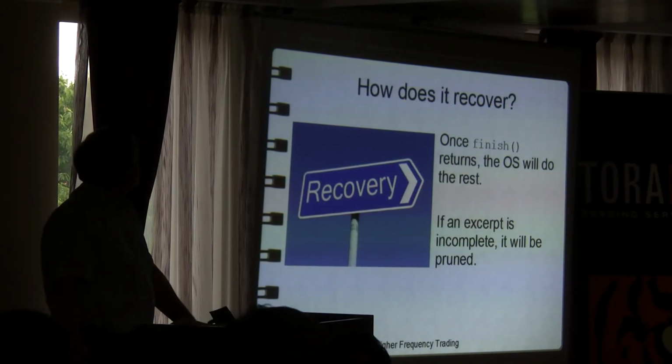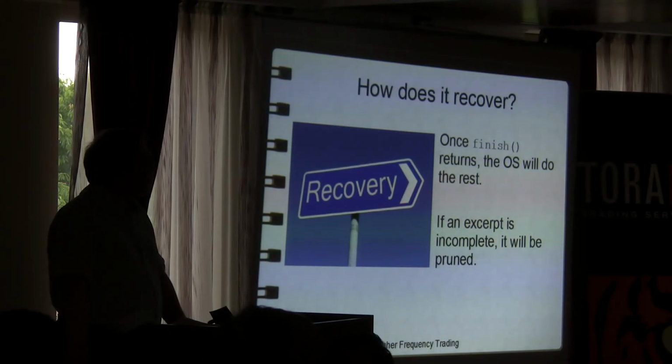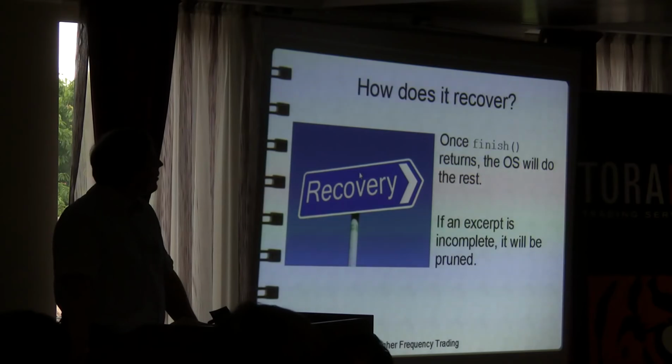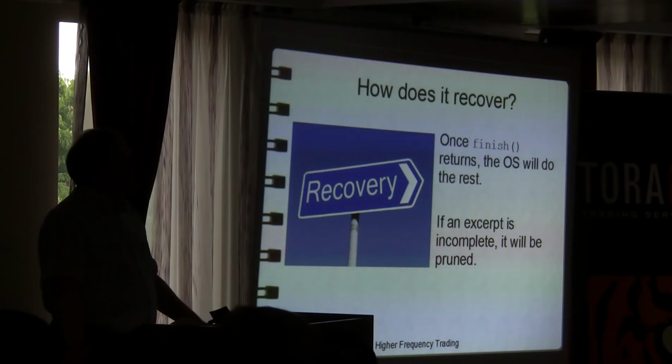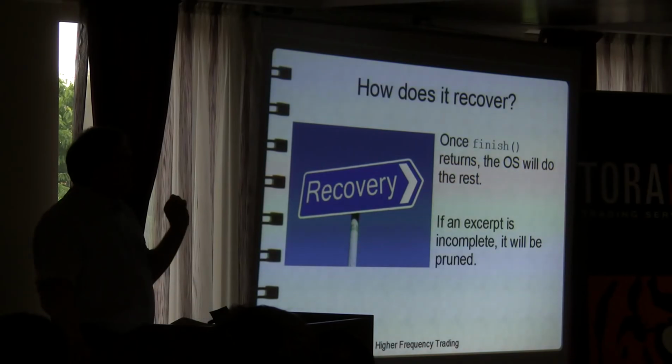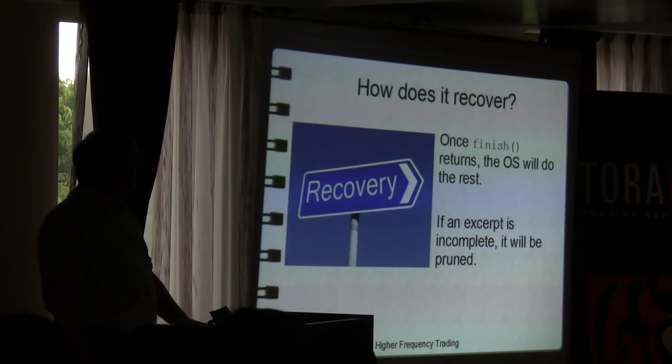So how does it do recovery? Well, once the finish returns, the OS will do the rest. That message will be saved. Your process can die at that point, and in fact, you can use unsafe to prove that by calling unsafe get reference 0, and your program will crash at that point, it won't shut down, it just crashes. And you can check that that message was written correctly. If the exit is incomplete or you're in the middle of running finish, that message gets pruned. So you've got a very short window in which a message could be lost in the middle of writing, but if that's the case, it gets chopped off.